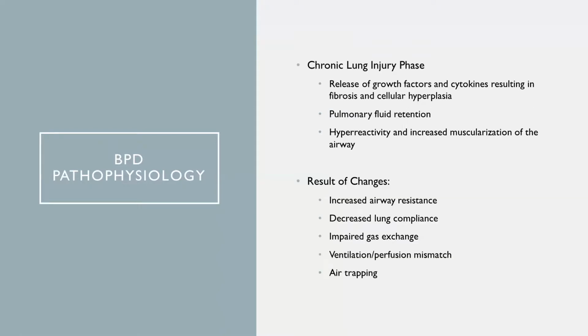The chronic lung injury phase is the second part and involves the release of growth factors and cytokines resulting in fibrosis and cellular hyperplasia, pulmonary fluid retention, as well as hyperreactivity and increased muscularization of the airway. The result of all these changes is increased airway resistance, decreased lung compliance, impaired gas exchange, a VQ mismatch, and air trapping.